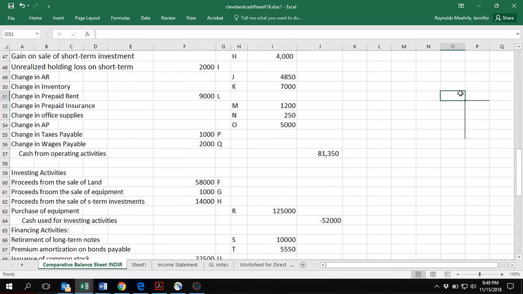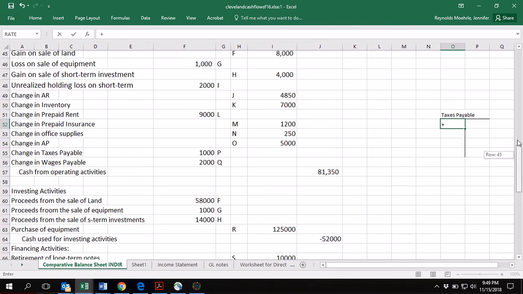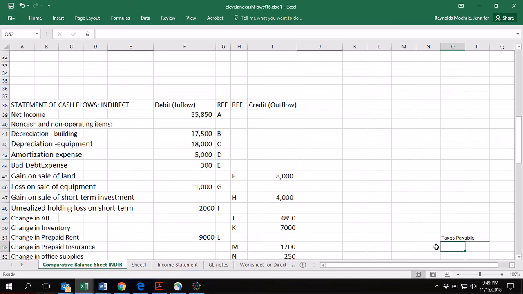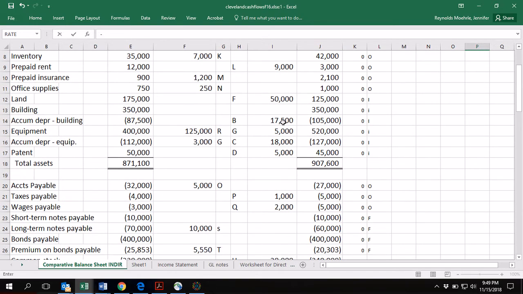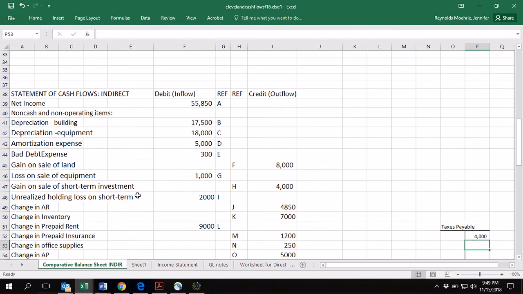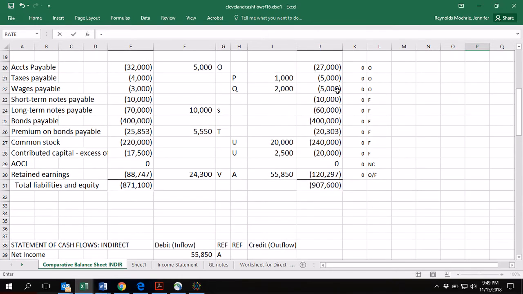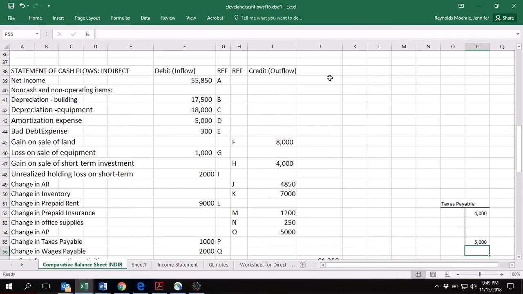For taxes payable, we'll walk through how we get to the cash taxes paid. If I have the beginning balance in taxes payable, it's a credit balance. It's 4,000. And the ending balance is 5,000. And you're saying, I know we have a difference of 1,000. We already established that, and I agree with you. But I'm going to do it this way just to show you how it works.